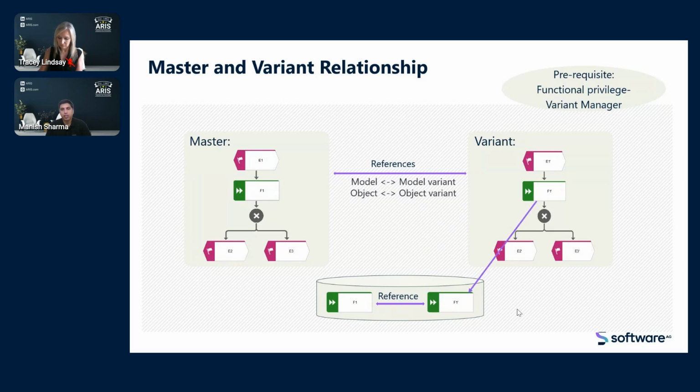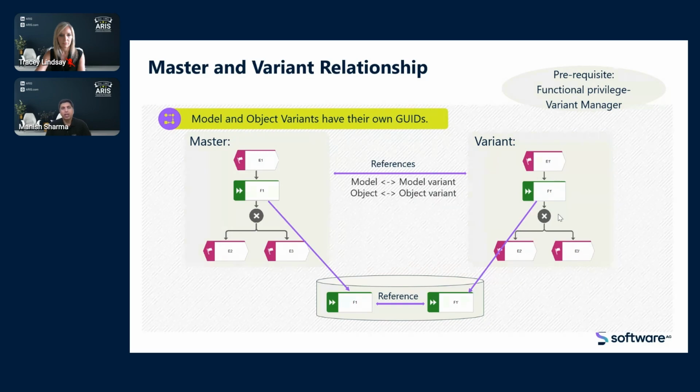Having said that, when you create a variant, it actually creates a new definition of that particular model or object. So the idea behind creating a variant is to have a copy of the master and then start amending it as per your liking. So if you want to copy over an object or a model for your own purpose, you can make a variant copy of it and then amend it. So you can amend its attributes, you can amend its relationships without affecting the master.